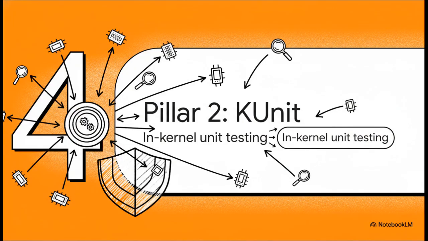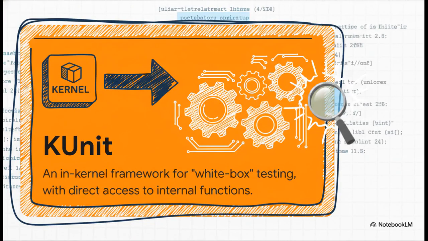And now for the other side of the coin, KUnit. So if Kselftest is testing from the outside in, KUnit is its polar opposite. It tests the kernel from the inside out. This is where things get really interesting. KUnit tests are actually compiled into the kernel itself. This gives them, like, superpowers. They can call internal kernel functions and peek at data structures that are totally hidden from the outside world. This is what we call a white box approach.